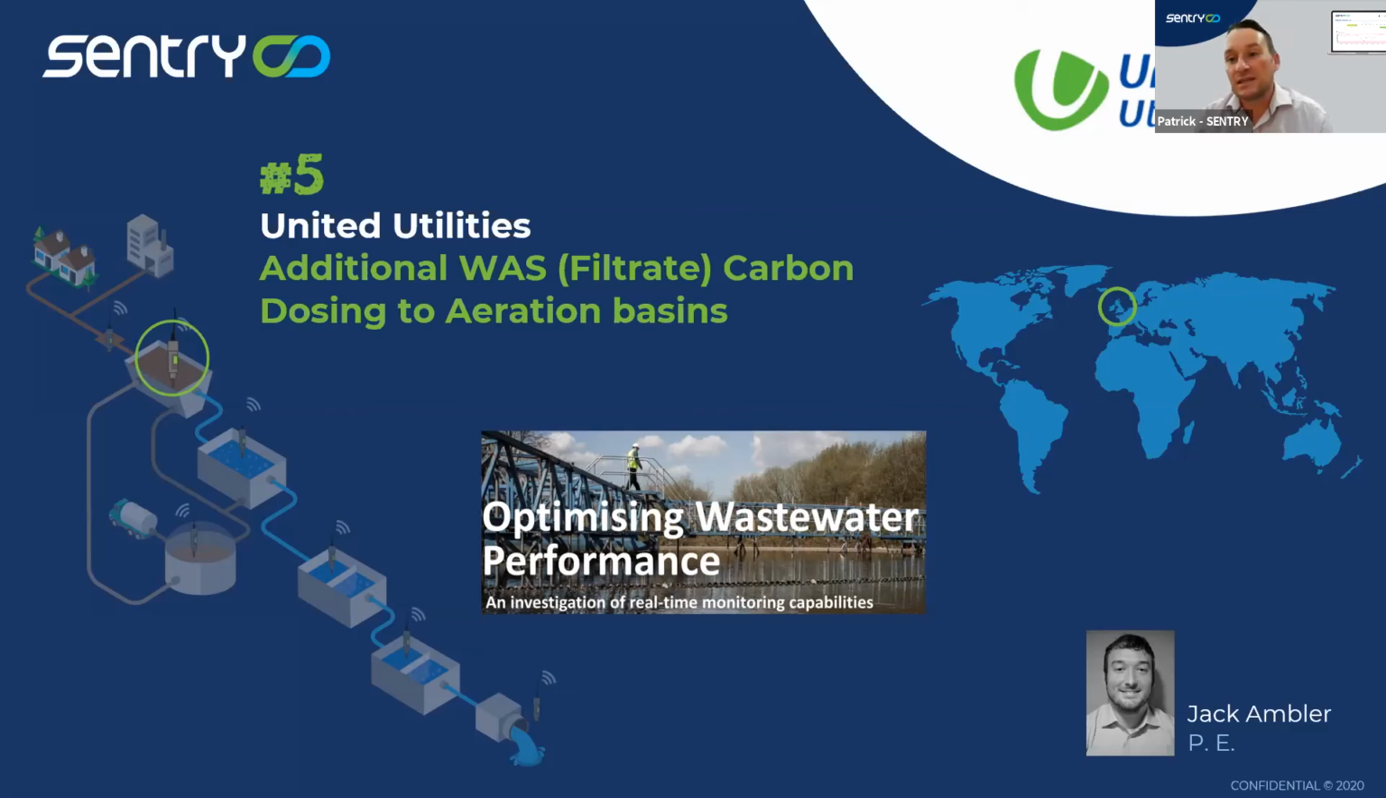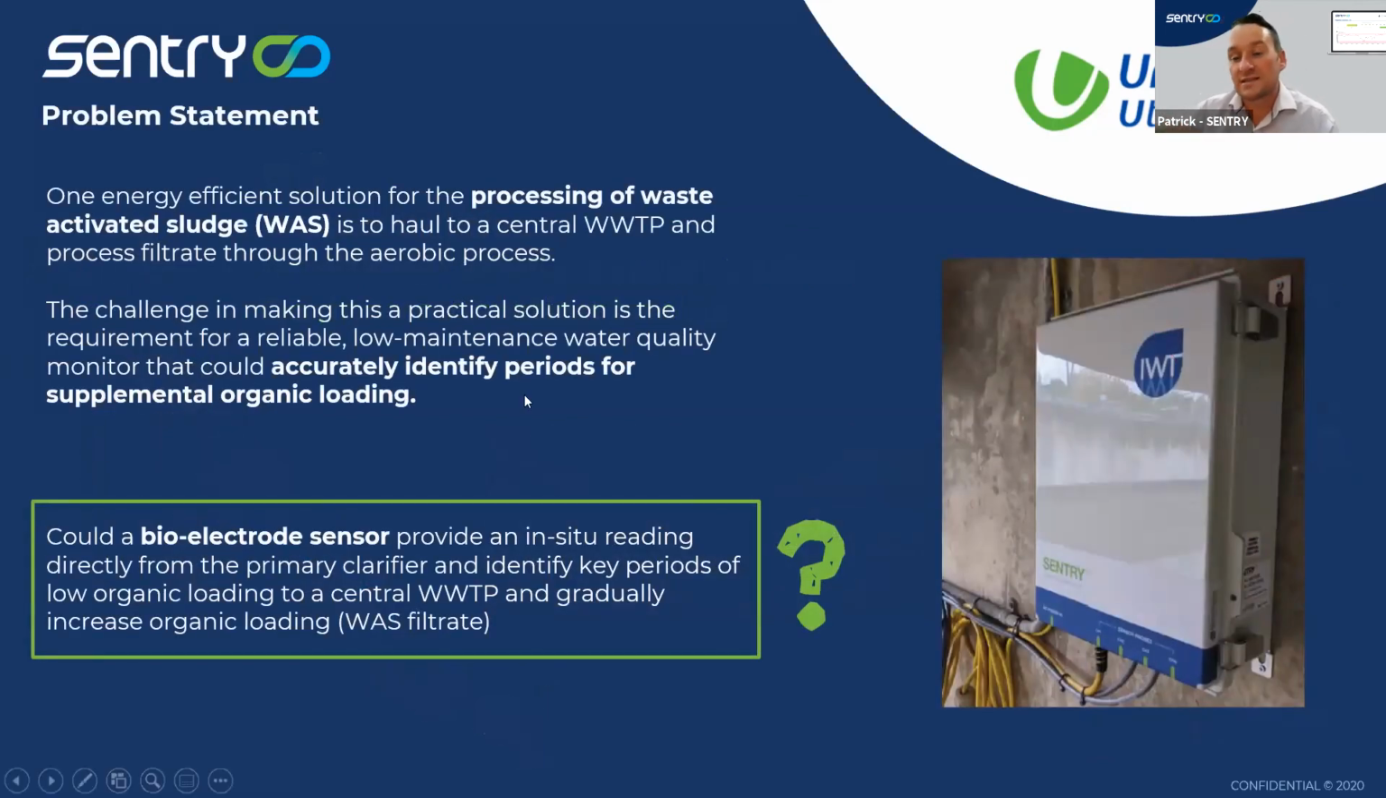So in this case, what UU have is a large number, over 400, of wastewater treatment plants. Each of those plants clearly is producing waste-activated sludge, and it would not be cost-effective to process all of that waste-activated sludge at each of those small facilities. So the question was, can we haul the waste-activated sludge from a number of those facilities to one central location, and can we process it in one central location?